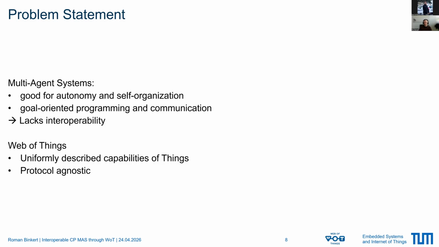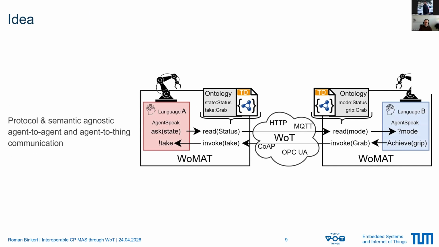And this is where the Web of Things comes into play, because it provides uniform capabilities of things and also protocol-agnostic communication. So our idea is, again, like I said, to use the thing description to describe what the agent is capable of, and to also map the internal naming an agent is using to bigger semantics with an ontology, and therefore to allow each agent to reason on its own by using its own naming, its own words.